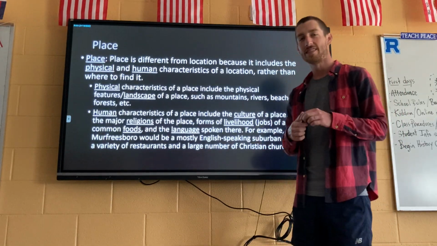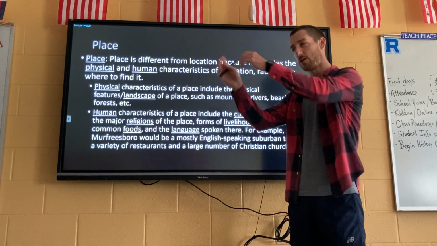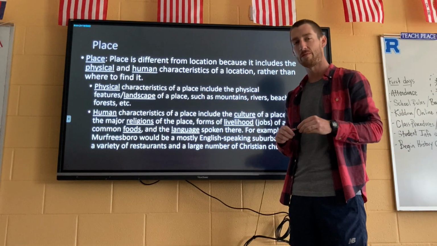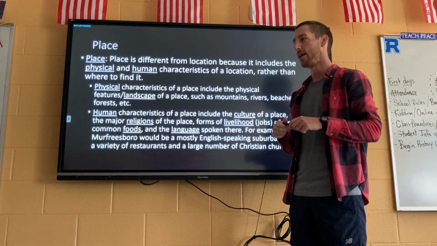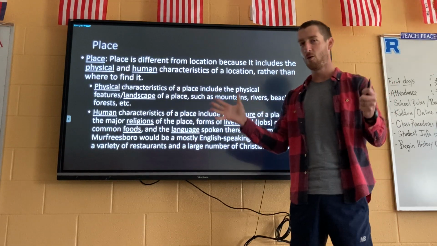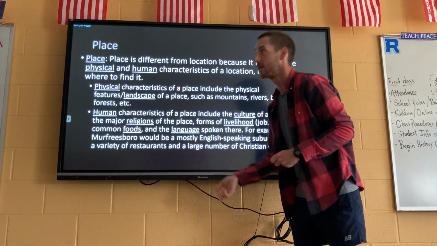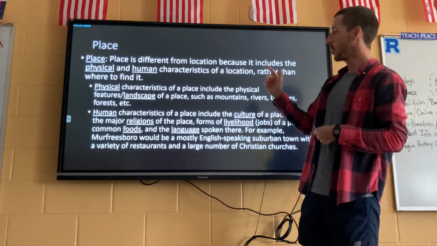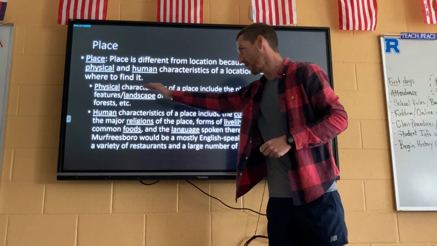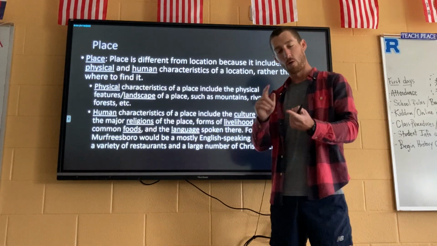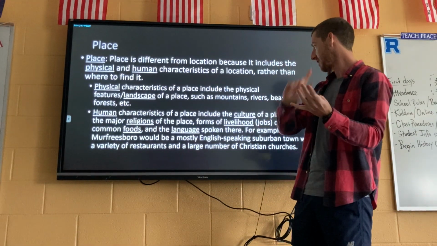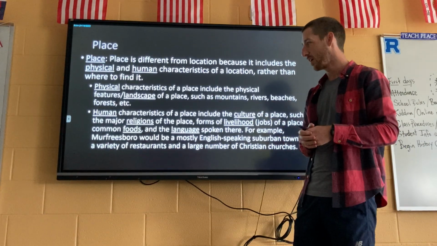Place. Place is not just location, because location means where something is. Place is like the description of the place. Like, so like this room has yellow walls. That would be a physical feature. There are flags in the room. That's another physical feature. Okay, so physical features, physical characteristics is the landscape. So are there mountains there? Are there rivers there? Are there forests there? That sort of thing. Beaches, that sort of thing, okay?